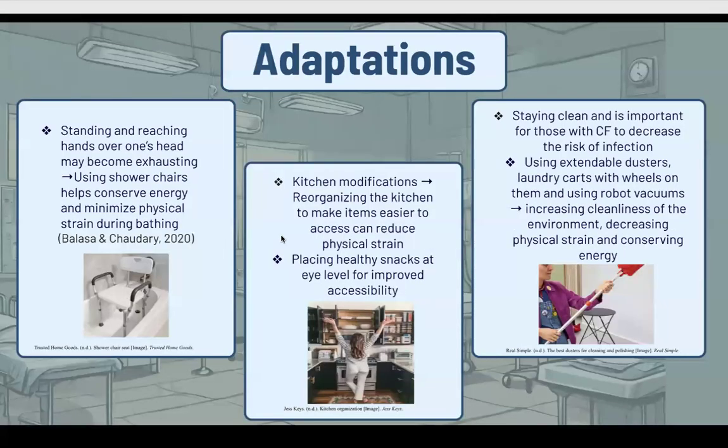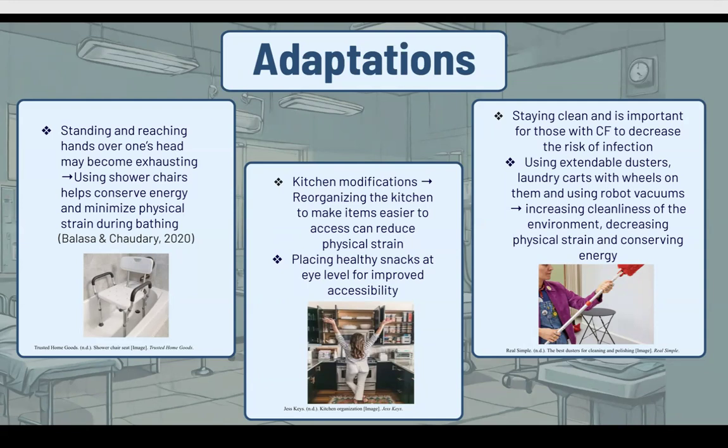And then in regards to the environment, there are some adaptations that we can make because individuals with cystic fibrosis are often short of breath and may struggle to do their ADLs because it requires high energy. So as occupational therapists, we can work on energy conservation and slowing down the pace at which they are doing their ADLs. One thing that we can focus on regarding bathing is using shower chairs. Standing for a long period of time and reaching over their heads to wash their hair can become tiresome. So using chairs can help conserve energy and minimize physical strain during bathing.